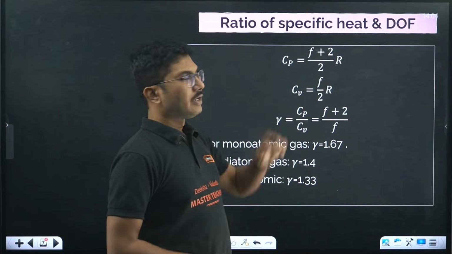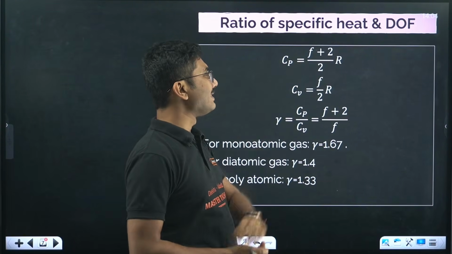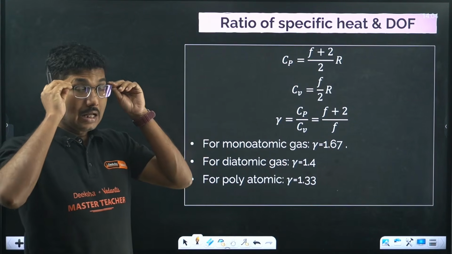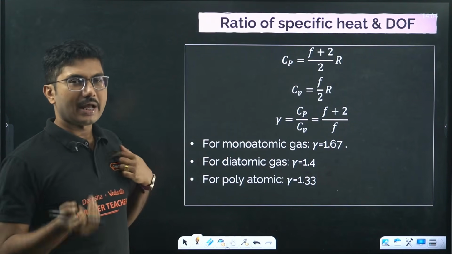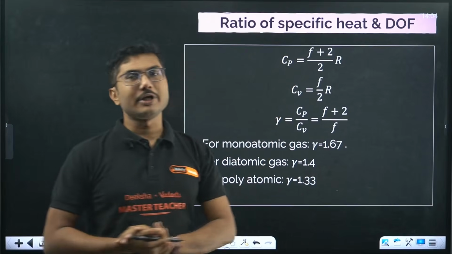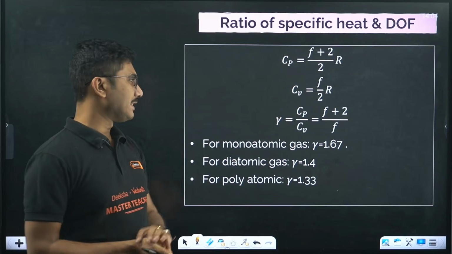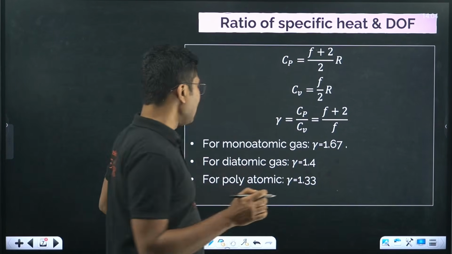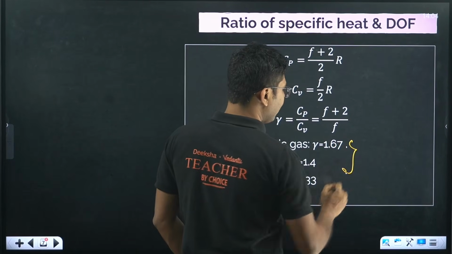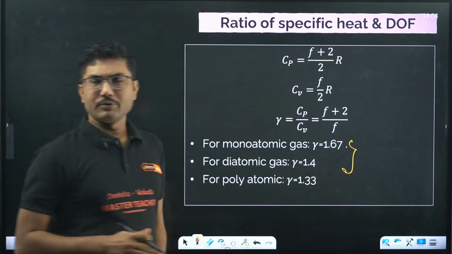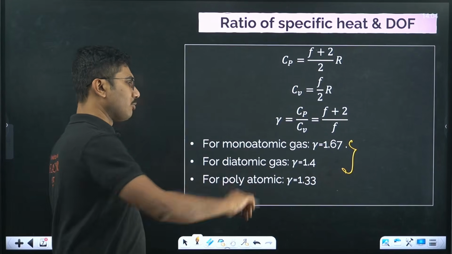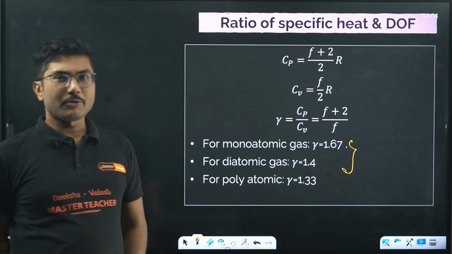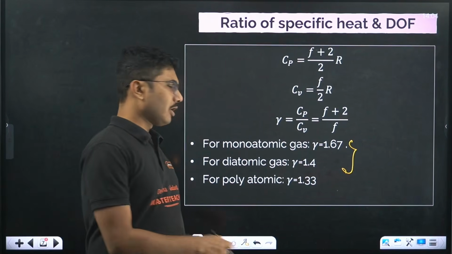Now next is ratio of specific heats and degrees of freedom. The general formula is F plus 2 by F. For ideal gas F is 3, but for any other gas, if it is a diatomic gas or triatomic gas, you have to put the corresponding degrees of freedom here. This is optional. I have not seen any question for polyatomic gas in KCET, but for monoatomic and diatomic, the values you need to remember are 1.67 and 1.4.